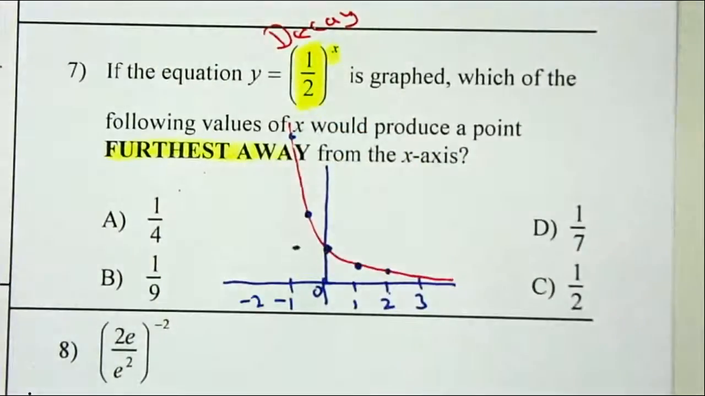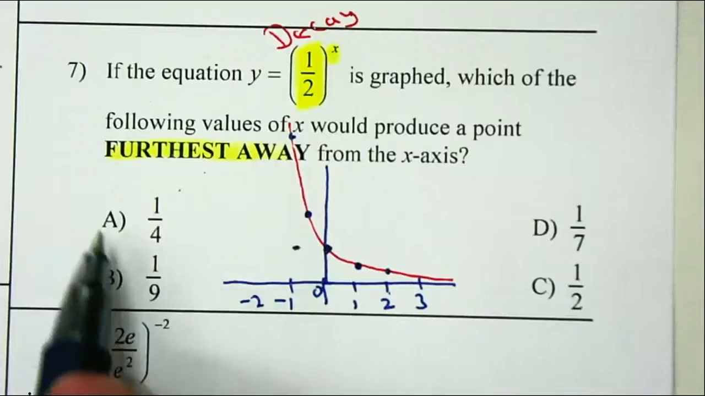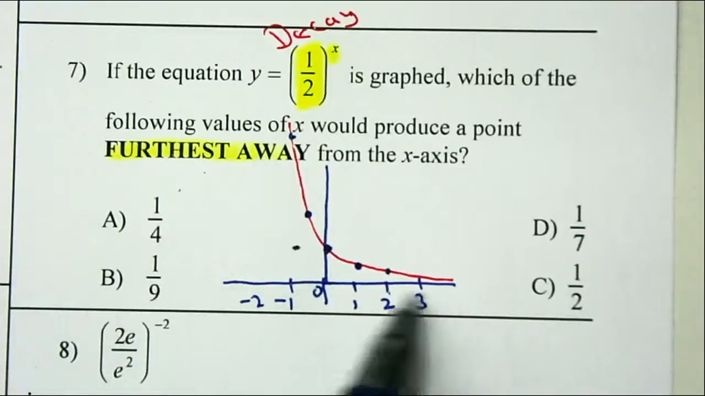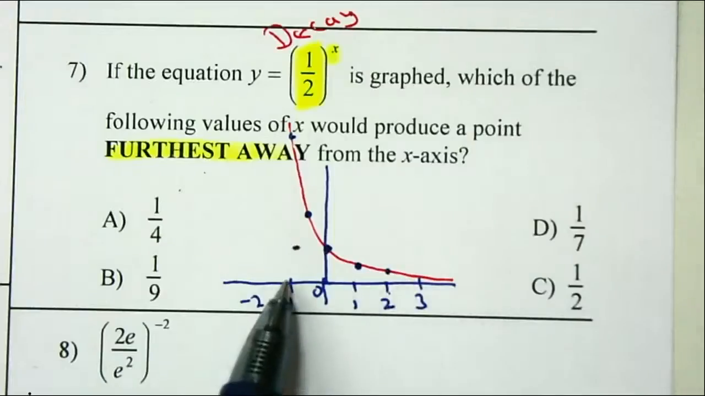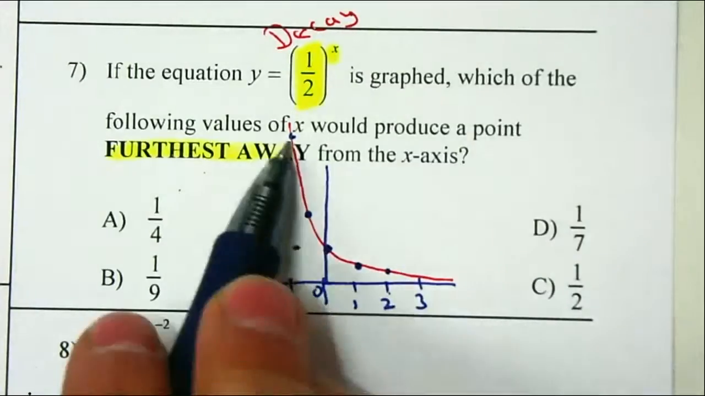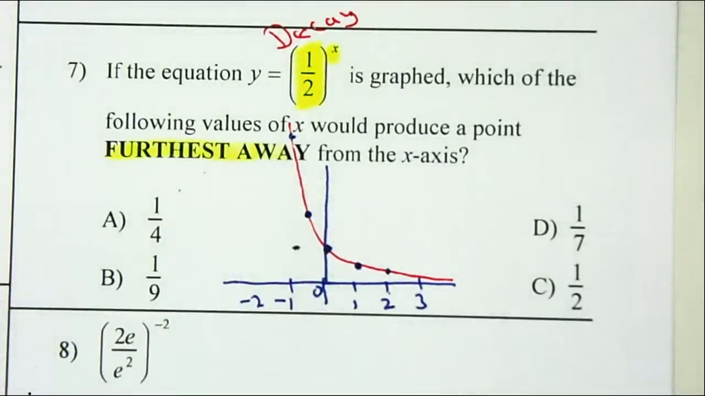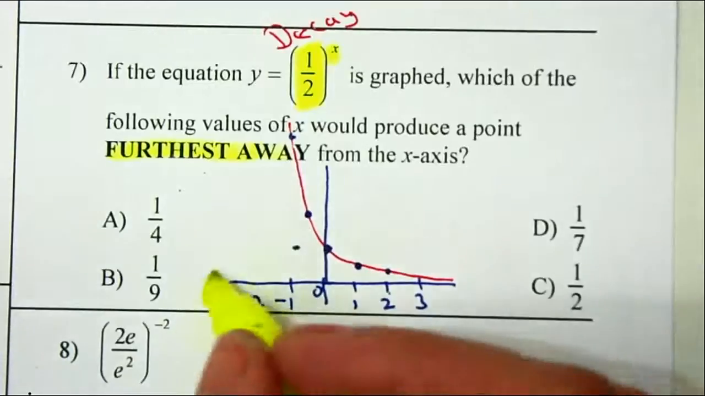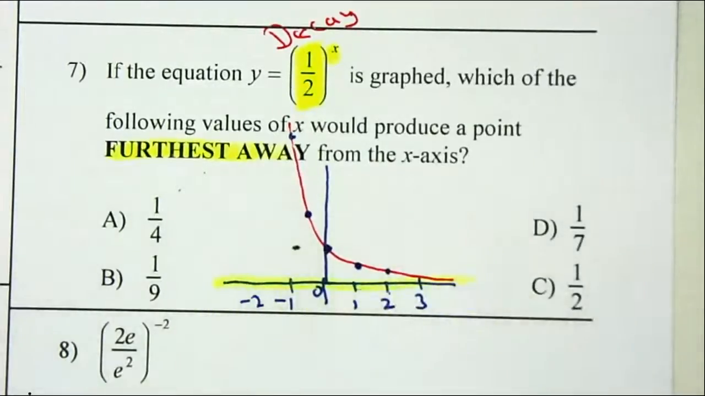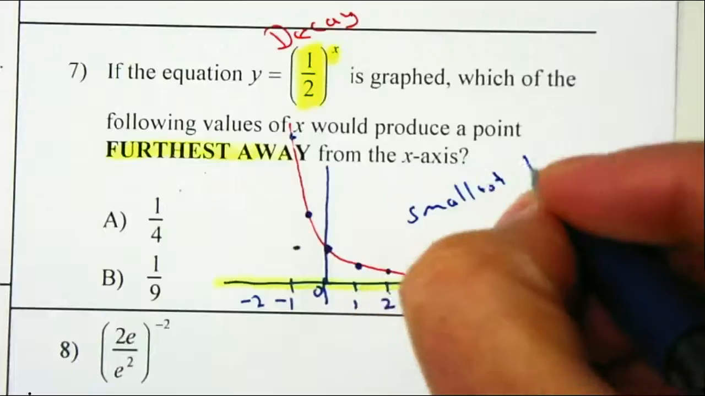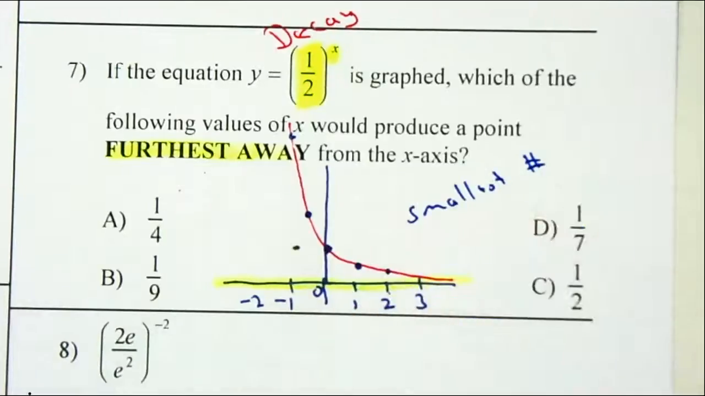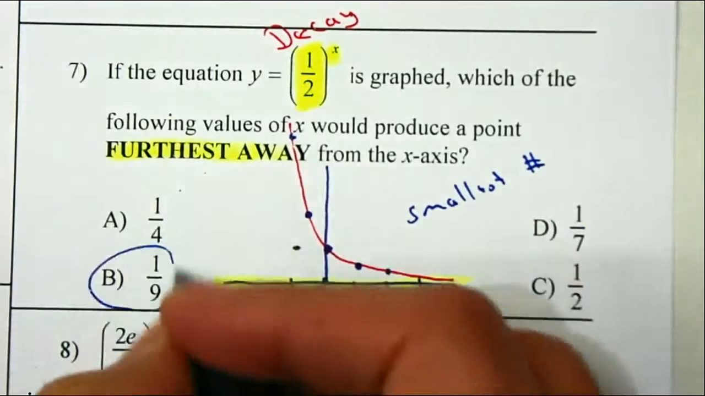Which one produces a point furthest away from the x-axis? The biggest number or the smallest number? Correct. In this case, the smallest number will produce a point furthest away from the x-axis. Remember, this is your x-axis. So in this case, we're looking for the smallest number. And in this case, the smallest number will be 1/9.